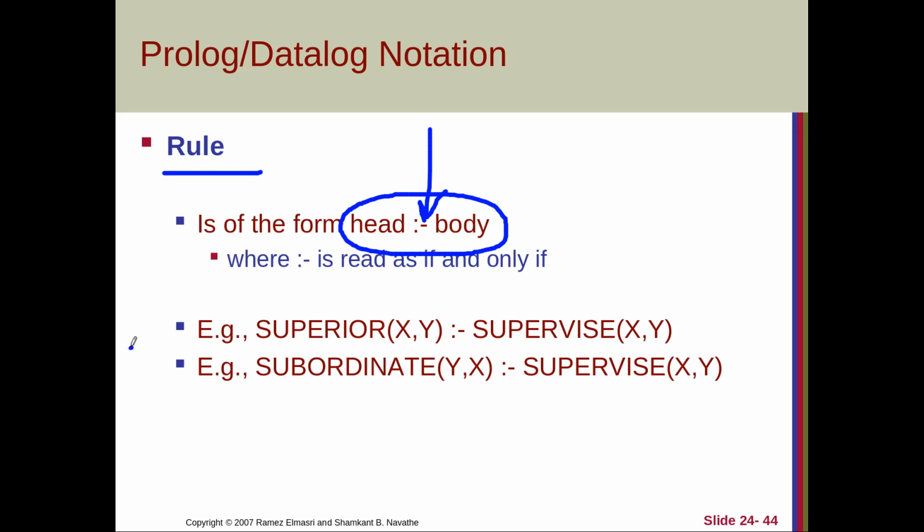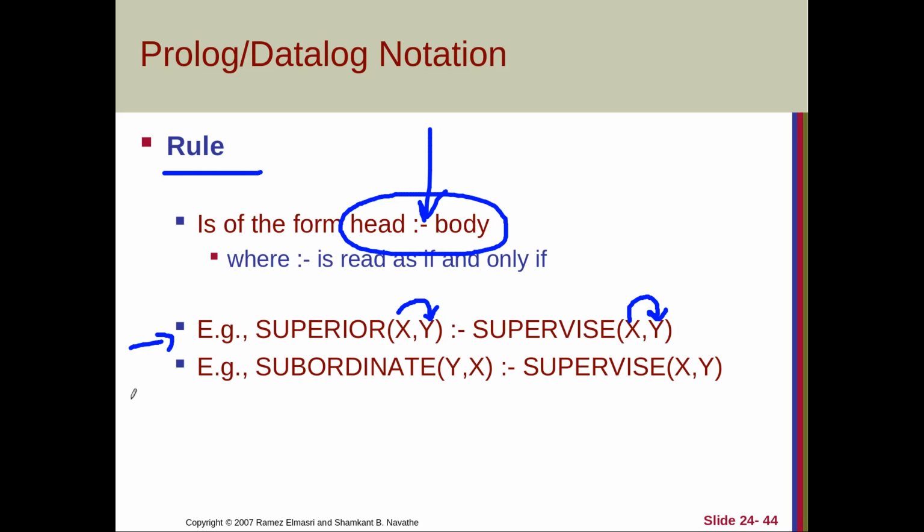We will see one example rule. Superior of x comma y. That means x is superior of y if and only if x supervises y. So I am defining a new rule, a general rule based on the available predicate, that is, if x supervises y, and if it is true, I am writing a head, that is, x is the superior of y.